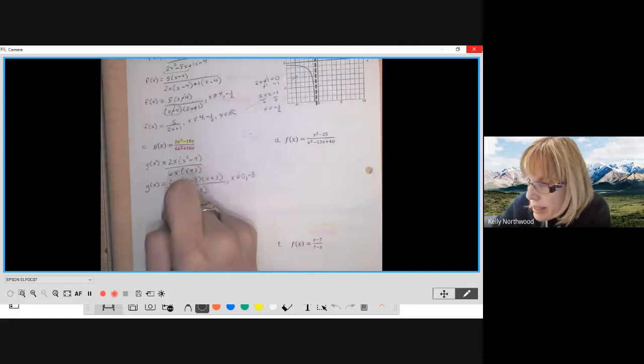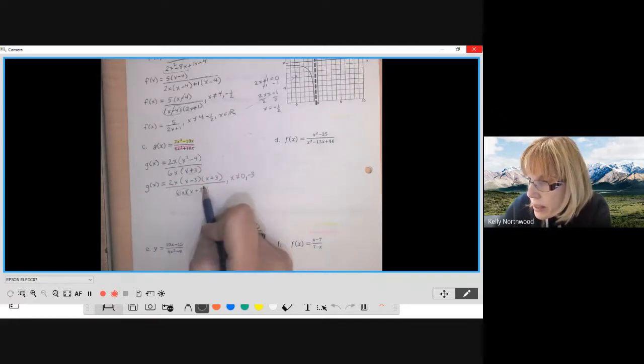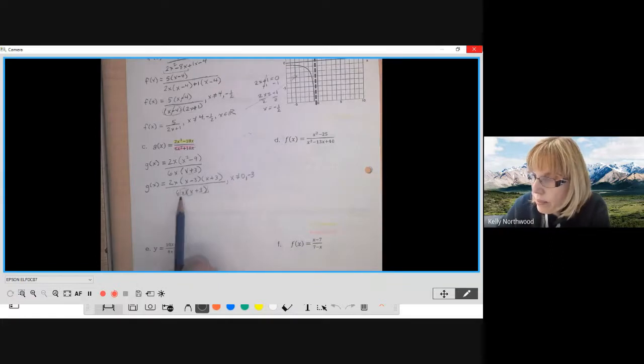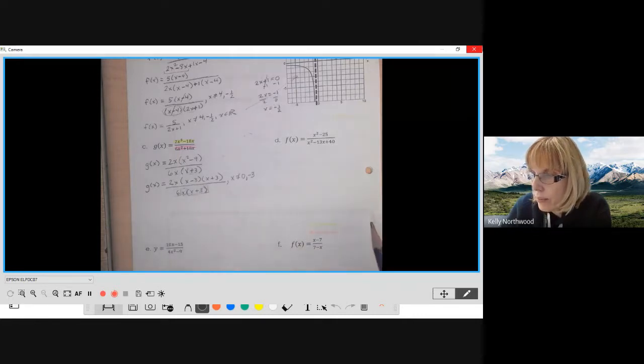So in the bottom I had 6 times x plus 3. And I can never have 0 in the denominator. The only ways to get 0 in the denominator would be if x itself was 0, because then I'd have 6 times 0 times 3, which is 0, or if x were -3, because then I'd have 0 here times -3 times 6, which would still be 0.